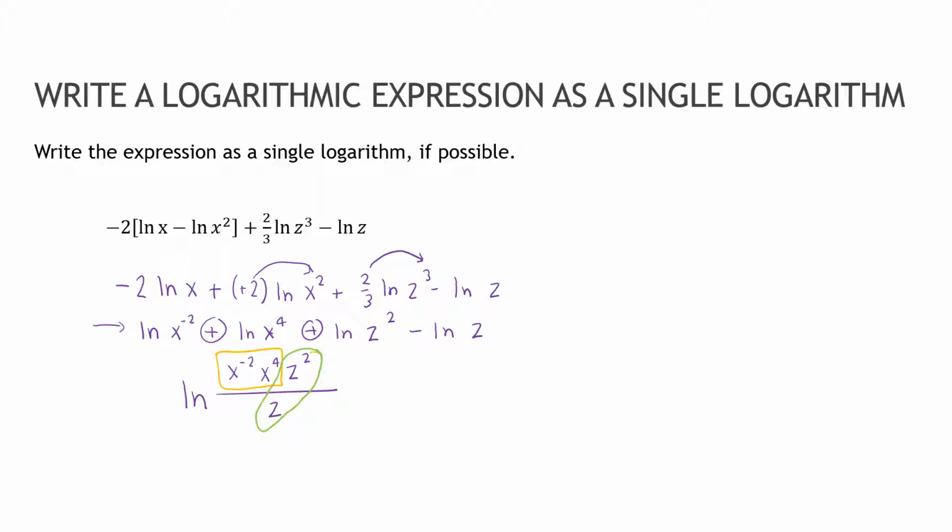And so what I'm going to end up with is the negative 2 and the 4 combined to 2, so I've got an x squared on the top. And then this is a 2 on the top and a 1 on the bottom, so there's 1 left on the top, there's nothing left on the bottom. So my final answer is the natural log of x squared z, written as a single logarithm.